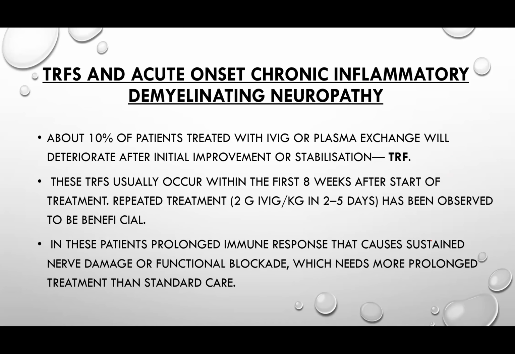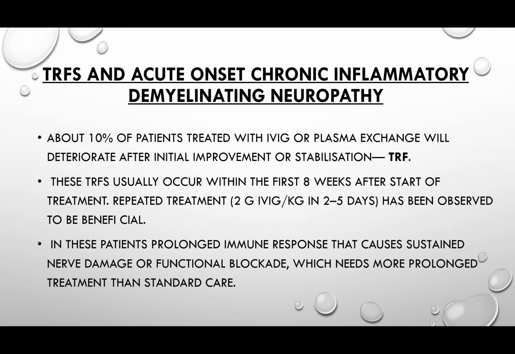Now, treatment-related fluctuations and acute onset chronic inflammatory demyelinating neuropathy. About 10% of patients treated with immunoglobulin or plasma exchange will deteriorate after initial improvement or stabilization.